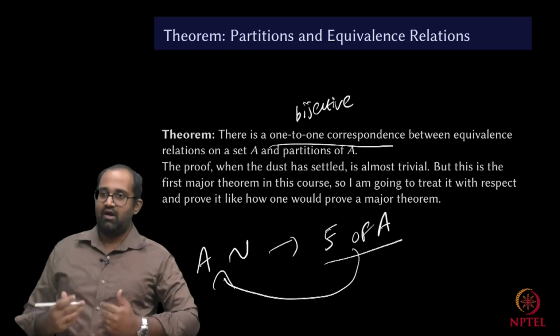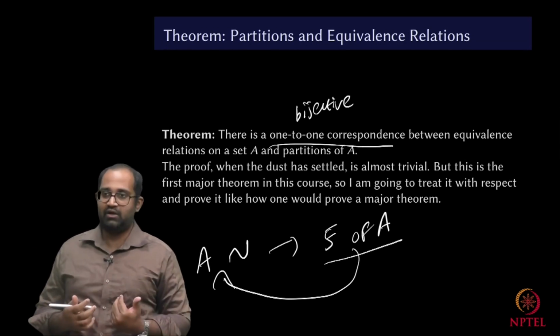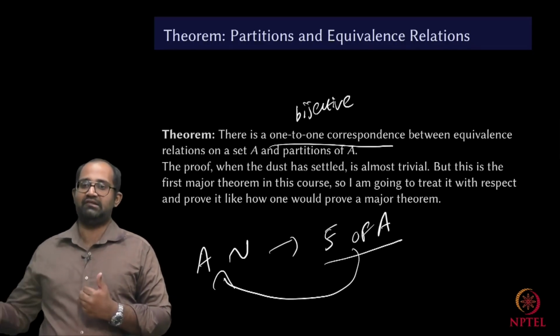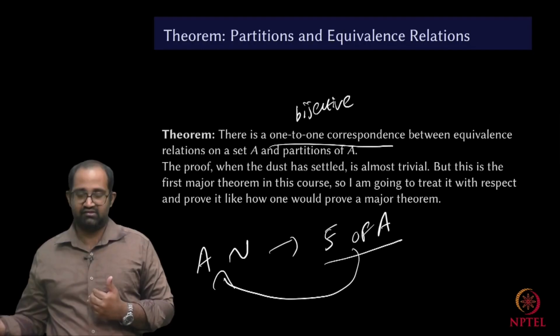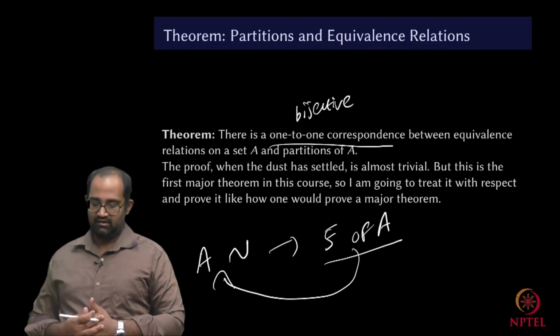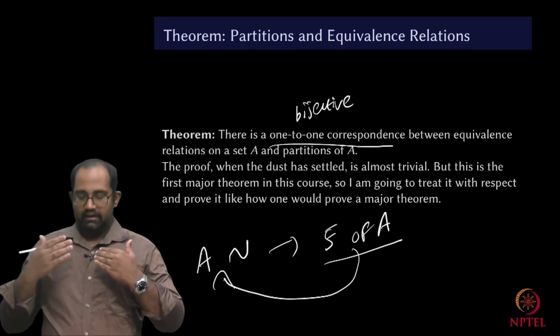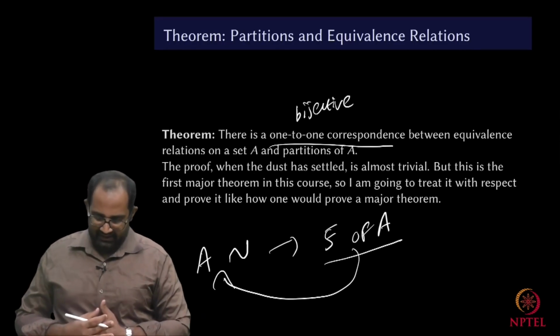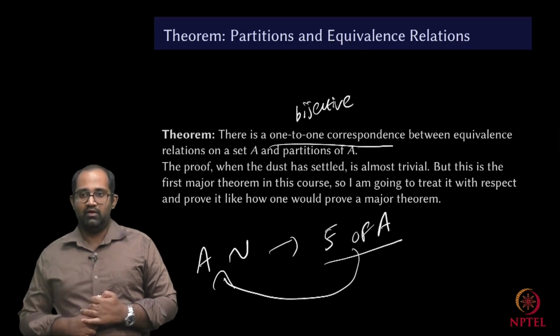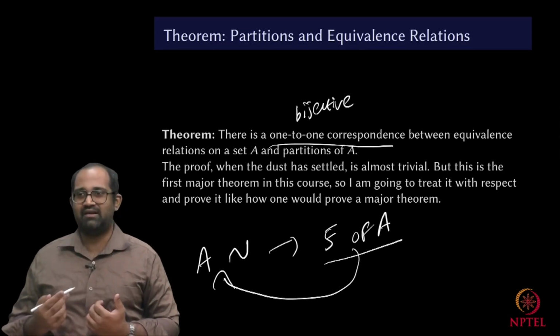That means, on the collection of all equivalence relations, I can define a function whose target is the collection of all partitions, and this function is bijective. That is what this means. Now, a couple of years down the line, if you ever reminisce about this proof, you will think that this is actually a trivial theorem.